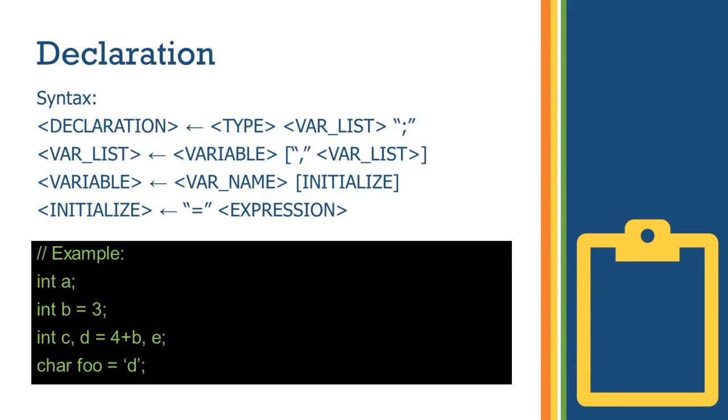Now, it's time to learn how to declare variables in C language. To declare a variable, we need to set up the type and names. See example. int a means we need an integer named a. int b = 3 means we need an integer named b and its value is 3. We also can declare multiple variables in one statement. In this case, we should separate variable names by comma.